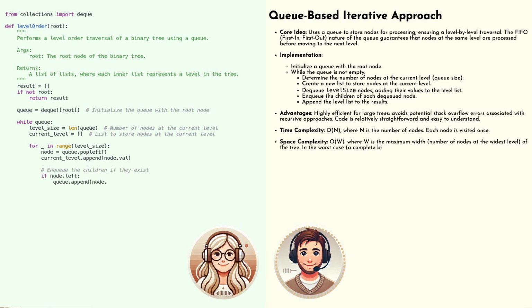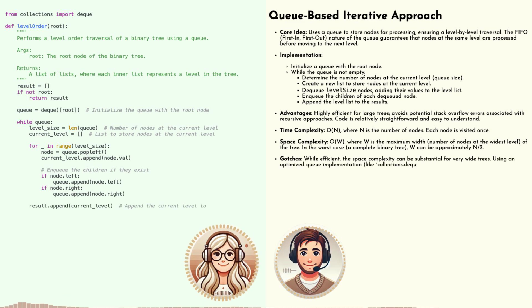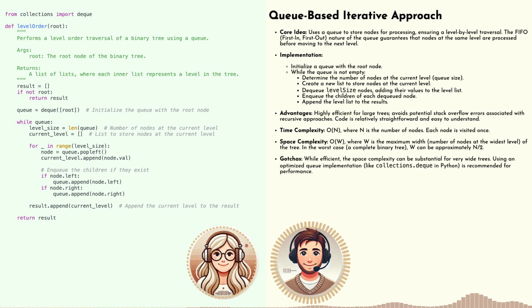So picture this. You start by adding the root node to the queue. Then, as long as that queue isn't empty, we're going to follow a simple set of steps. Okay, lead the way. I'm all ears. All right, first we peek at the queue. We do that to see how many nodes are currently in line. This tells us how many nodes we need to process at the current level. Interesting. So the queue size defines the boundary for each level.